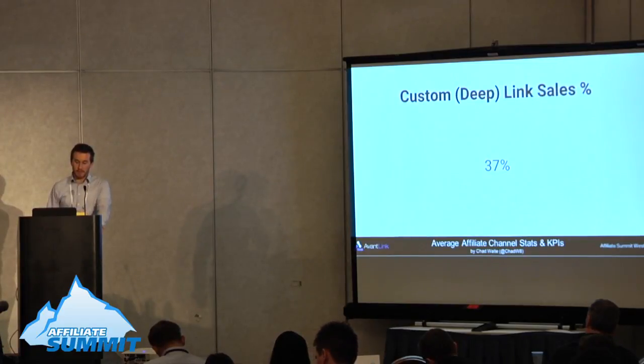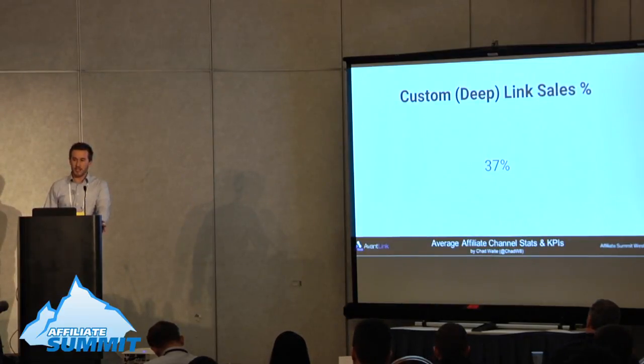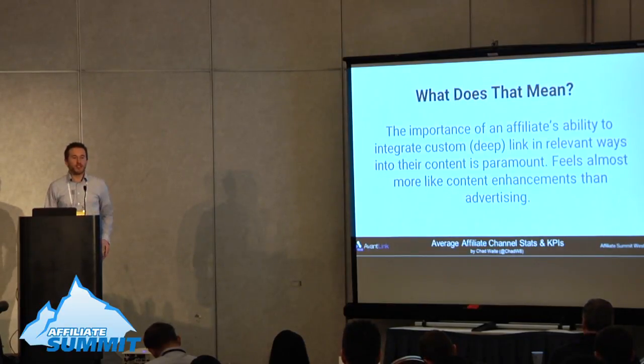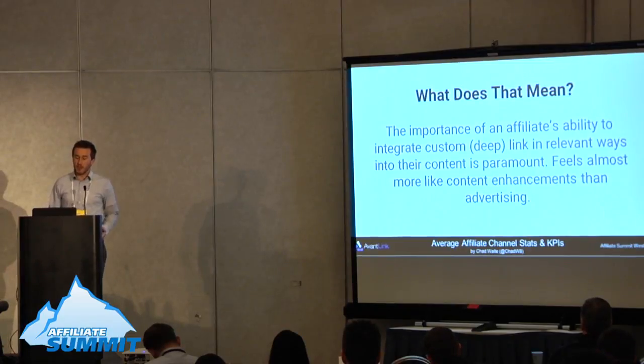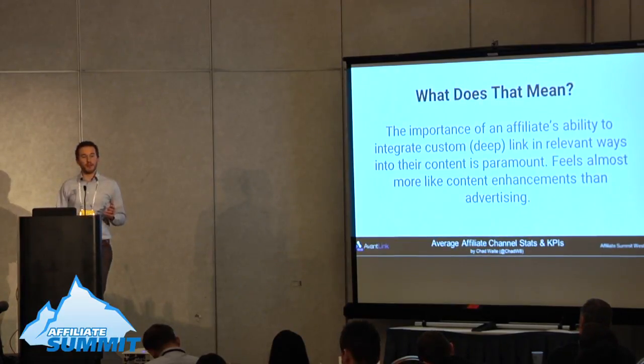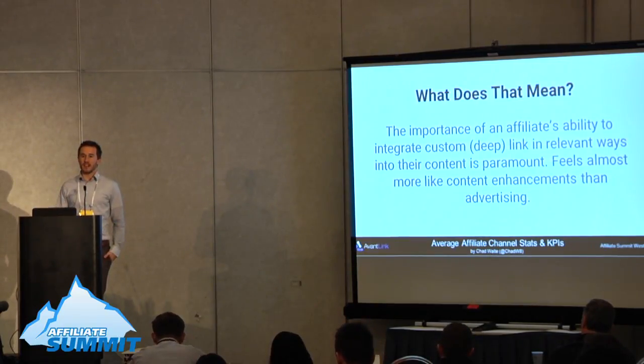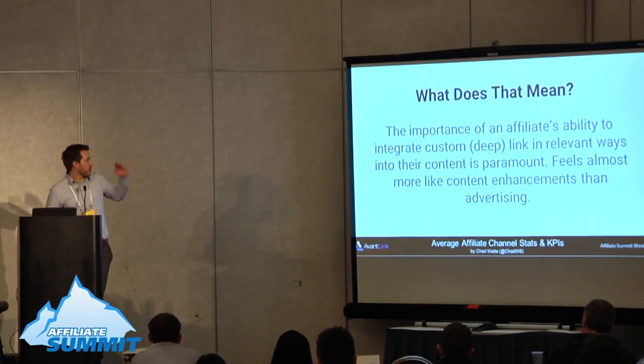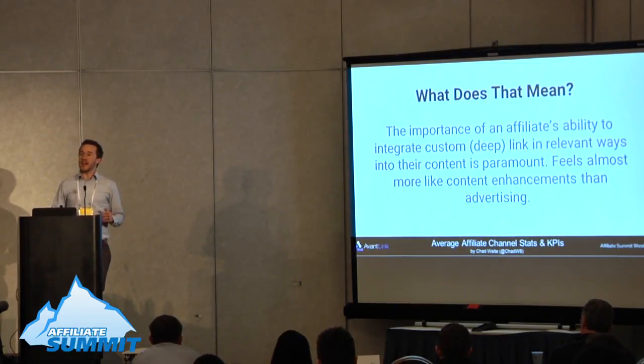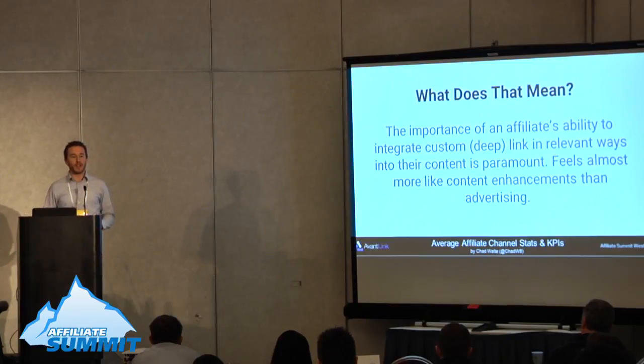Chief among which are custom, as we call them, or deep links, as they're better known. These make up about 37% of affiliate sales. So over 1 in 3 affiliate sales are sourced from deep linking. And this shouldn't really come as a surprise to most people because the ability of an affiliate to integrate custom links in with the content almost makes it, I hesitate to use the word native advertising, but I have it up here as content enhancements, right? The advertising's way more integrated in with the content.